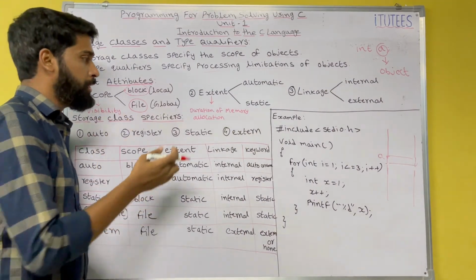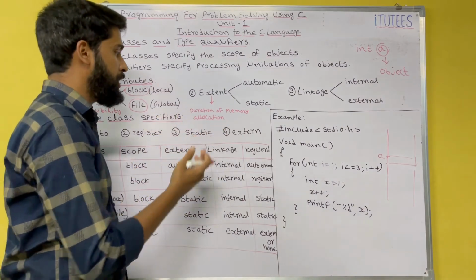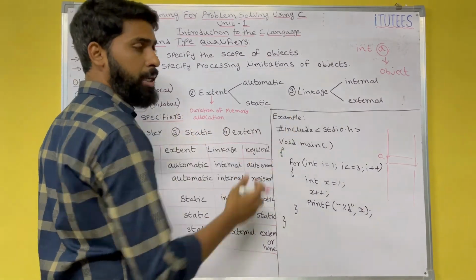Scope, that means visibility. Extent, that means duration of memory allocation. Three, linkage.